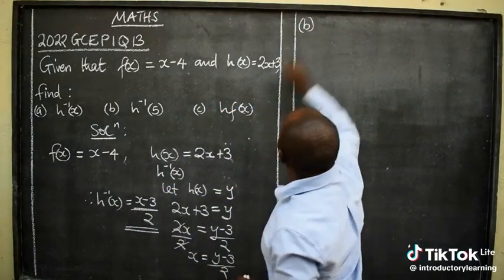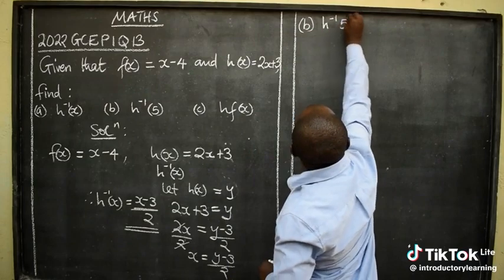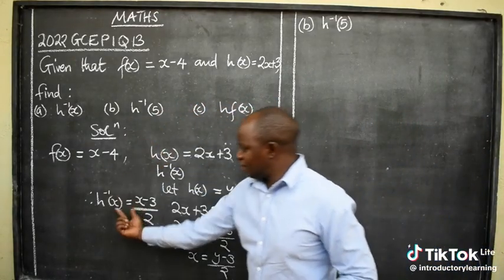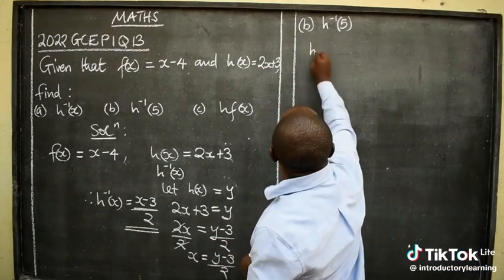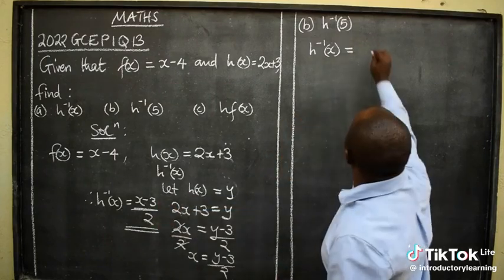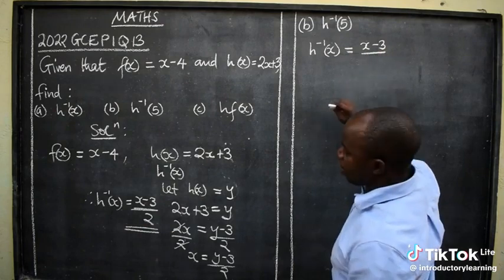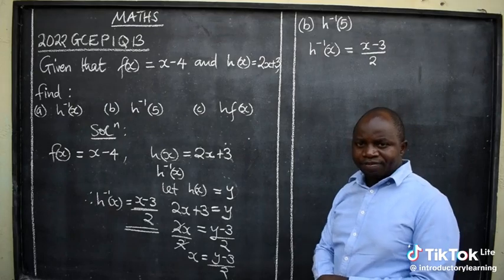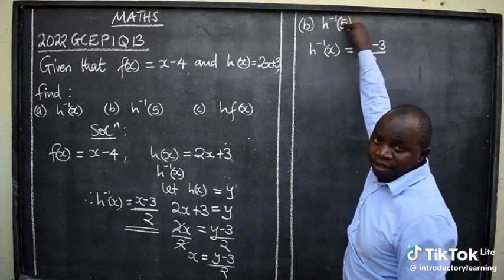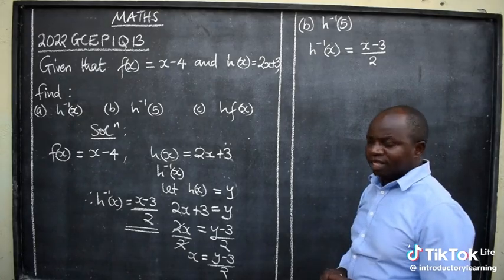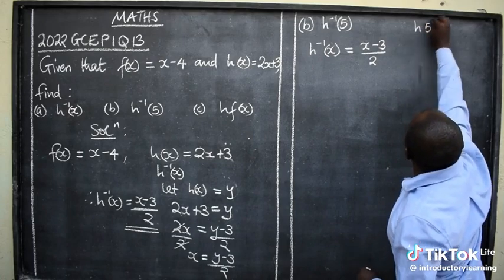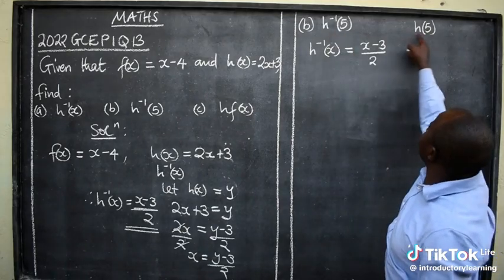Then B says the inverse of 5. Well, we have calculated the inverse, which is here. The inverse of x is equal to, I'll copy this, x minus 3 over 2. Now they want me to substitute where there is x here, put 5. Please take note that this is different from this. When they say you find this, is it the same?